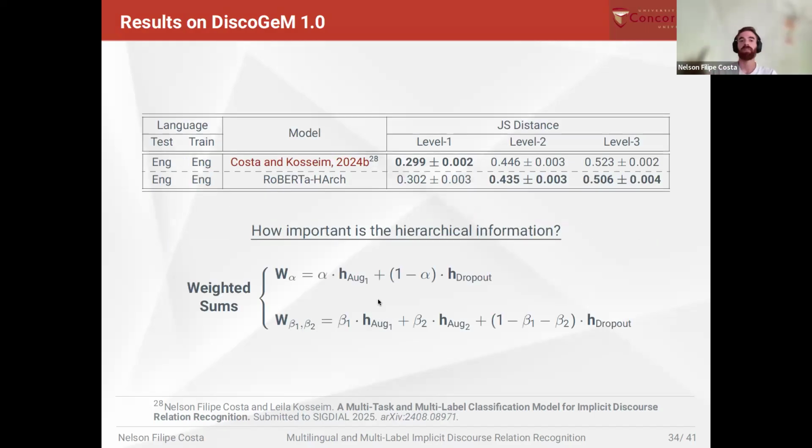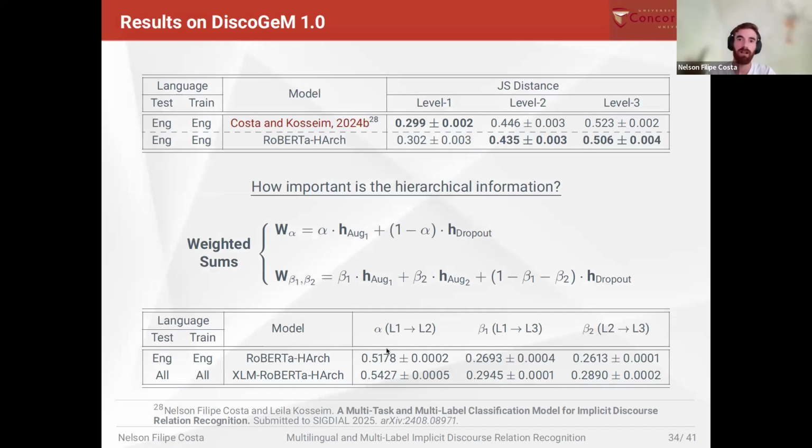And then we were interested to see how much importance level 2 gives to level 1, and how much importance levels 1 and 2 have in the prediction at level 3. So we looked at the values of our alpha and beta parameters, and we saw that 51% of the prediction at level 2 is based on the prediction of level 1, and 26% of the prediction at level 3 is based on level 1, and also 26% of the prediction at level 3 is based on level 2, with the rest of the percentages coming from the encoded text that's inputted to the model.